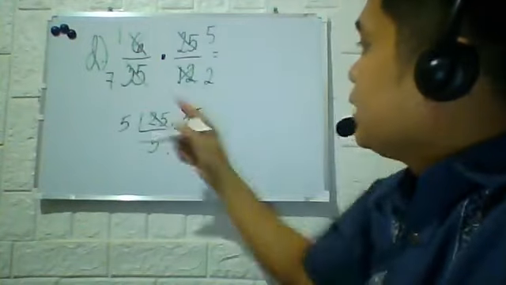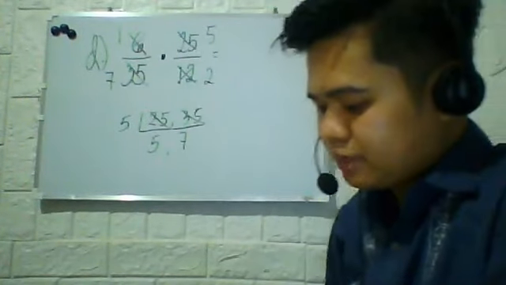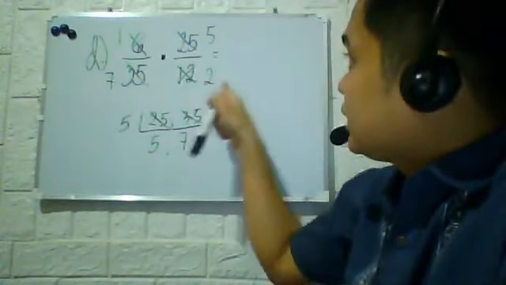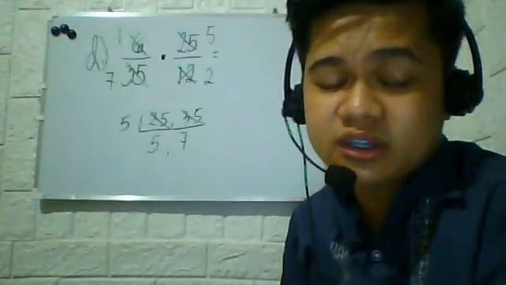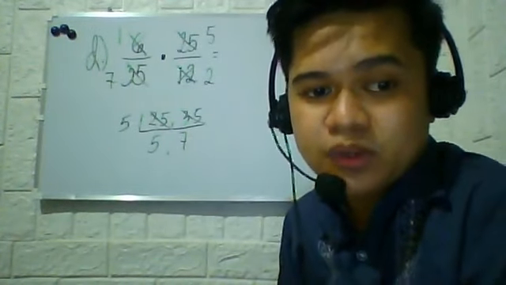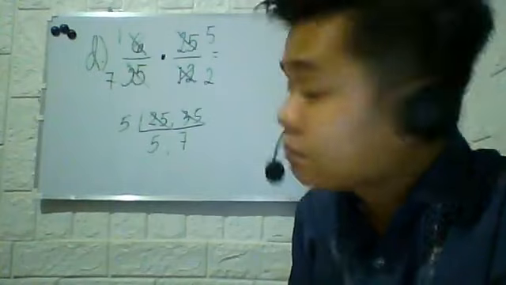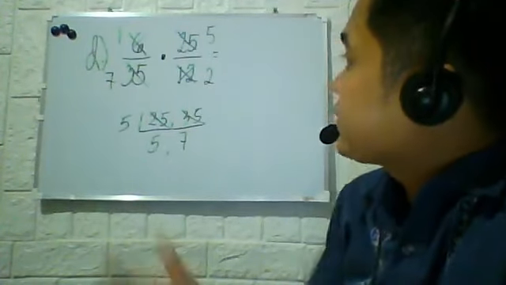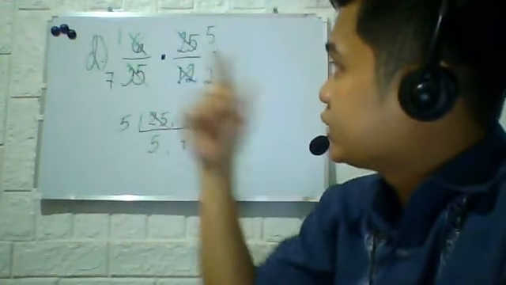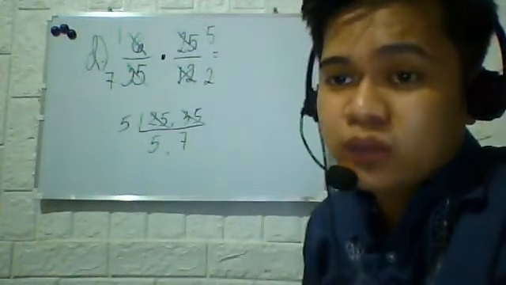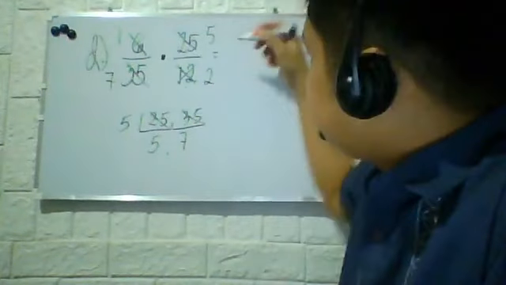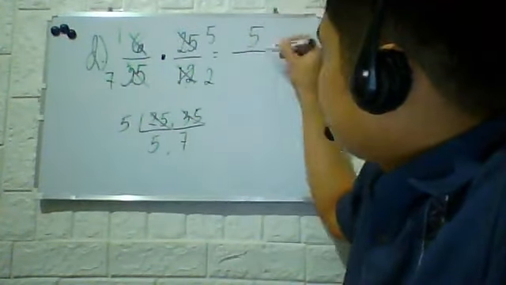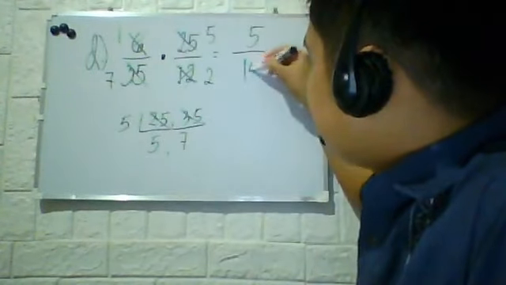That easy. And then, even if after you simplified already, tapos meron ka pa nakita numbers in the numerator and the denominator na pwede i-simplify, pwede pa yon, i-simplify niyo pa. But in this case, there's none anymore. So, we now proceed to multiplication. Numerators together, 1 times 5, that will give you 5. And what about 7 times 2? That will give you 14.